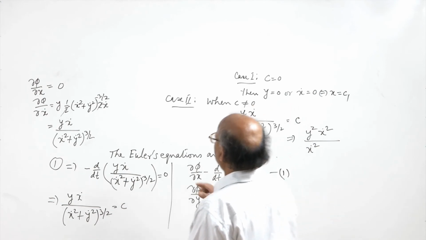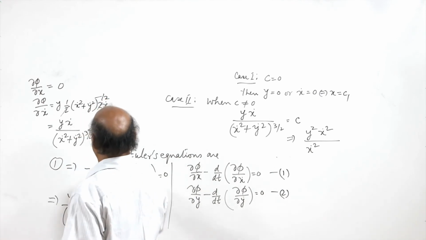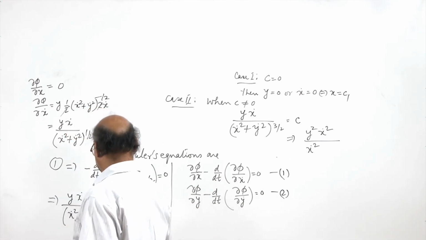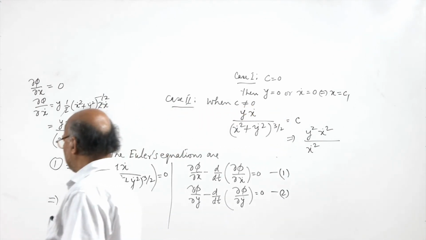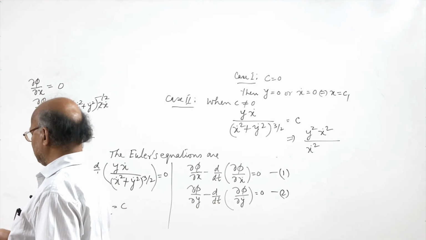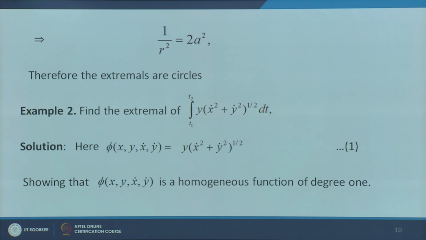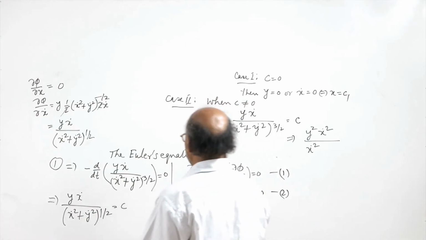del phi over del x dot. It should be minus half, not 3 by 2. It should be minus half here, because we are differentiating phi with respect to x dot. This is phi equal to y times (x dot square plus y dot square) to the power half. When we differentiate with respect to x dot, we get y times 1 by 2 (x dot square plus y dot square) to the power minus half into 2 x dot. So x dot y upon (x dot square plus y dot square) to the power half. So this is half here.